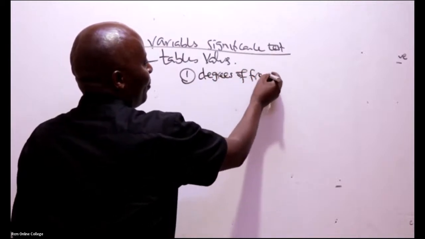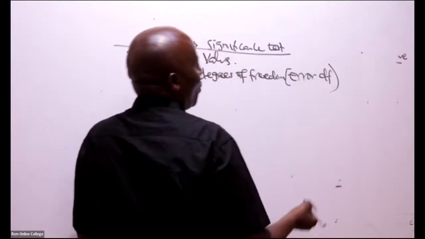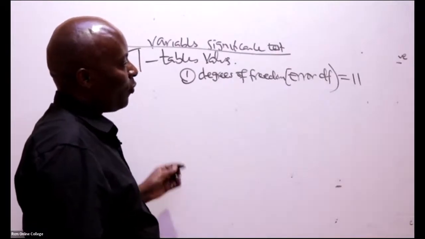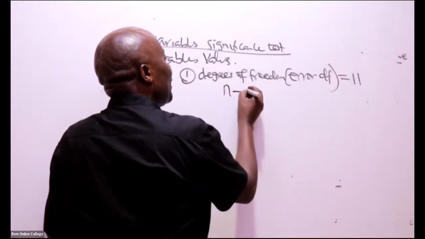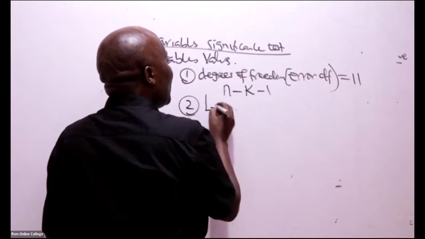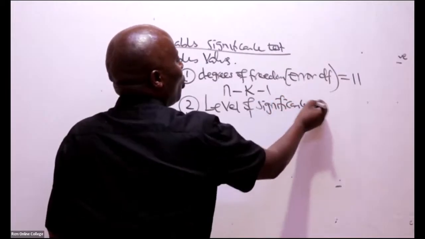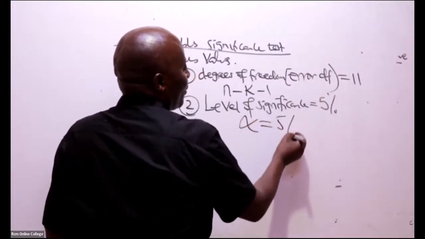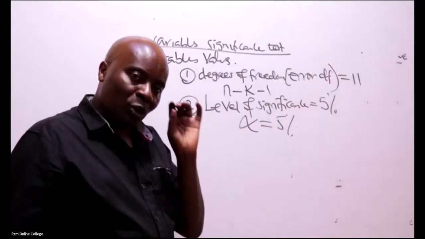Degrees of freedom, and these will always be the error degrees of freedom, which you had given to me as 11. Remember, the error degrees of freedom are the ones we got by taking n minus k minus 1. And then number two, I need the level of significance, which here is 5%. Those are the two items I need to read the T tables value.